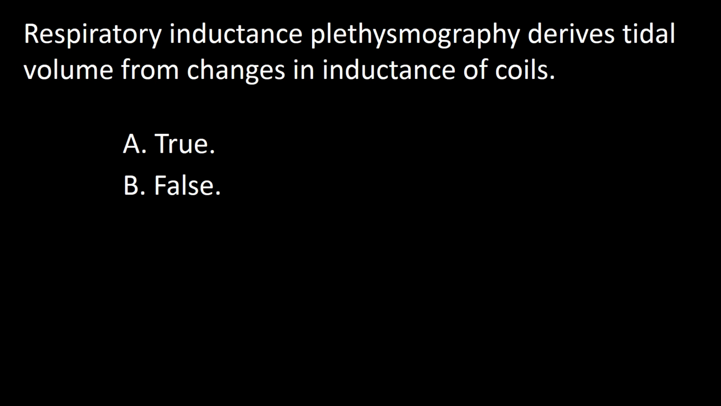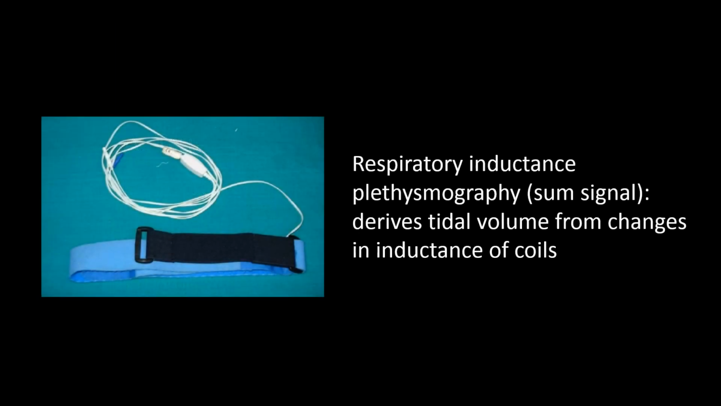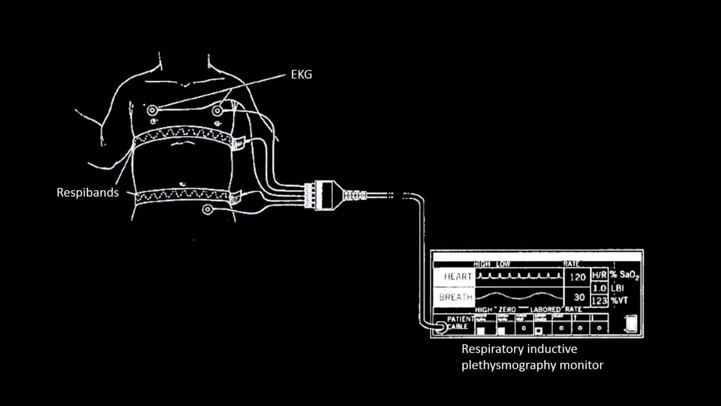Next question. Respiratory inductance plethysmography derives tidal volume from changes in inductance of coils. A true, B false. Respiratory inductance plethysmography derives tidal volume from changes in the inductance of the coils that are inside the band. They can be used to assess chest and abdominal breathing. They can also be used to sum the abdominal and chest circumference and monitor them independently.